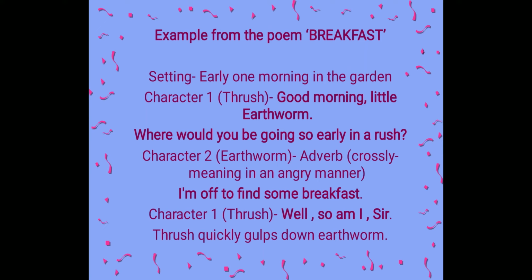So you see how all these three points, that is the setting, the character, and the use of adverb, are being used. With this we can create a very small drama. So this is how you have to make use of these important points in order to turn the poem into a play script. Now let us have a look at the grammar section.